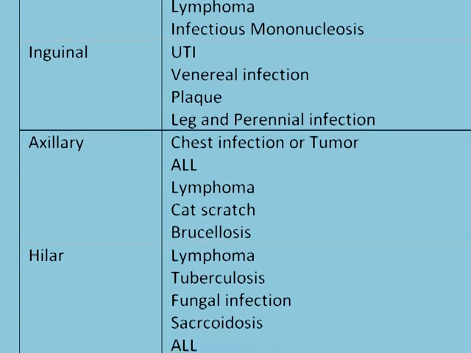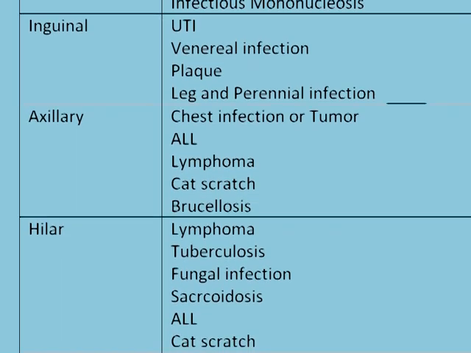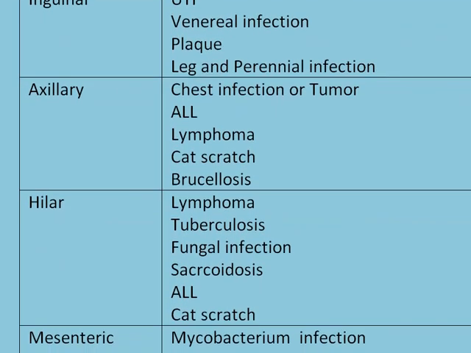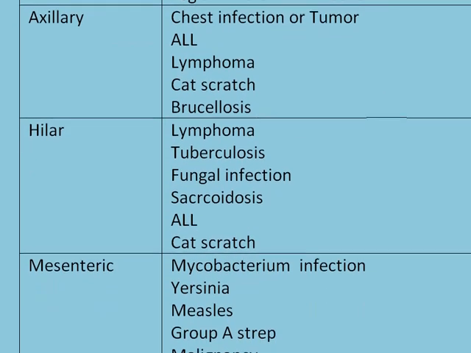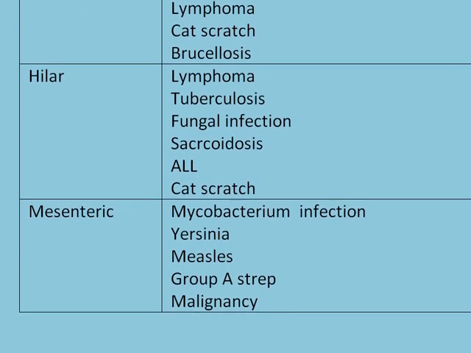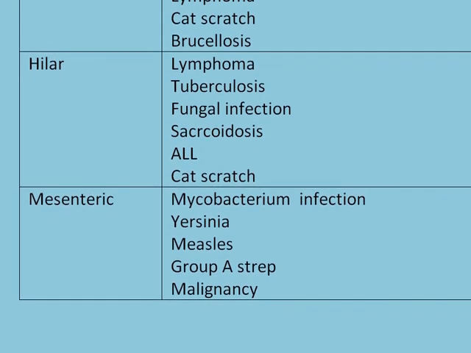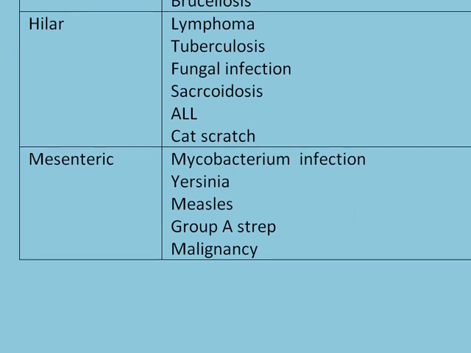Hilar lymph nodes are palpable in lymphoma, tuberculosis, fungal infection, sarcoidosis, acute lymphoblastic leukemia, and cat scratch disease. Mesenteric lymph nodes are enlarged in mycobacterial infection, Yersinia, measles, group A streptococcus, and malignancy.